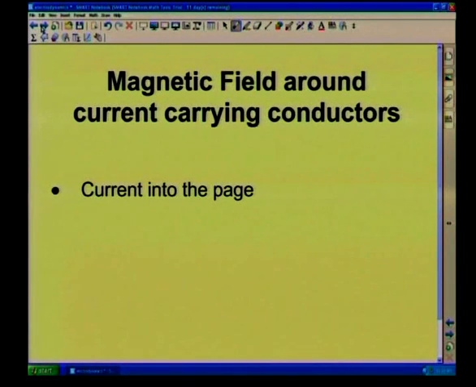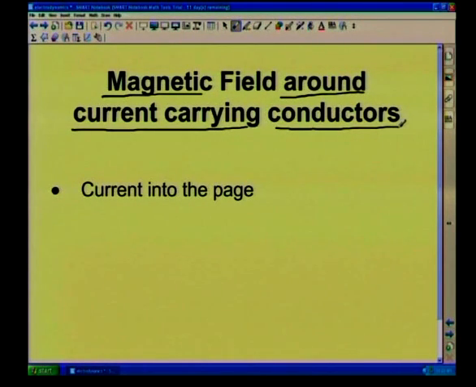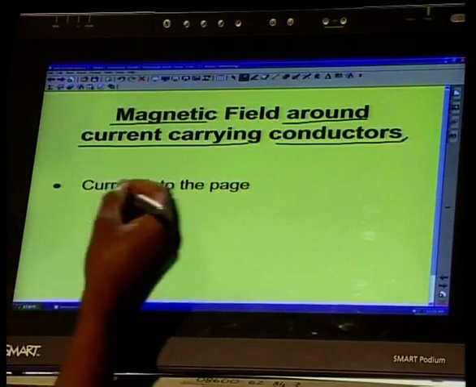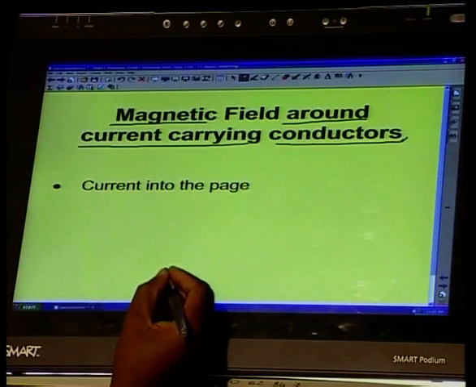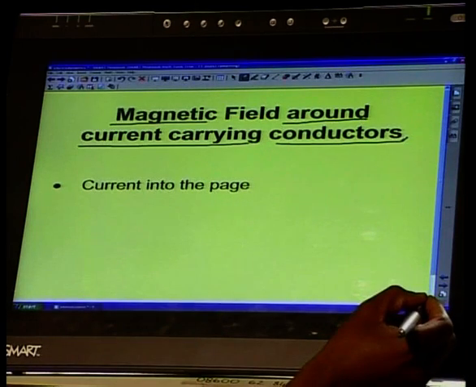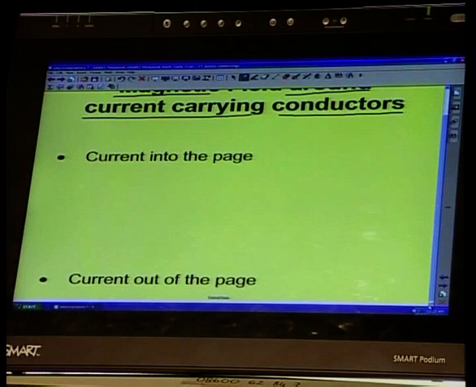Now, magnetic field around current carrying conductors. This suggests to us that when we have a conductor that is carrying current, there is current flowing in it, that conductor, without any existence of a magnet around it, will create a magnetic field around itself. So any current carrying conductor creates a magnetic field around itself. Now I want to try and show how this would happen.